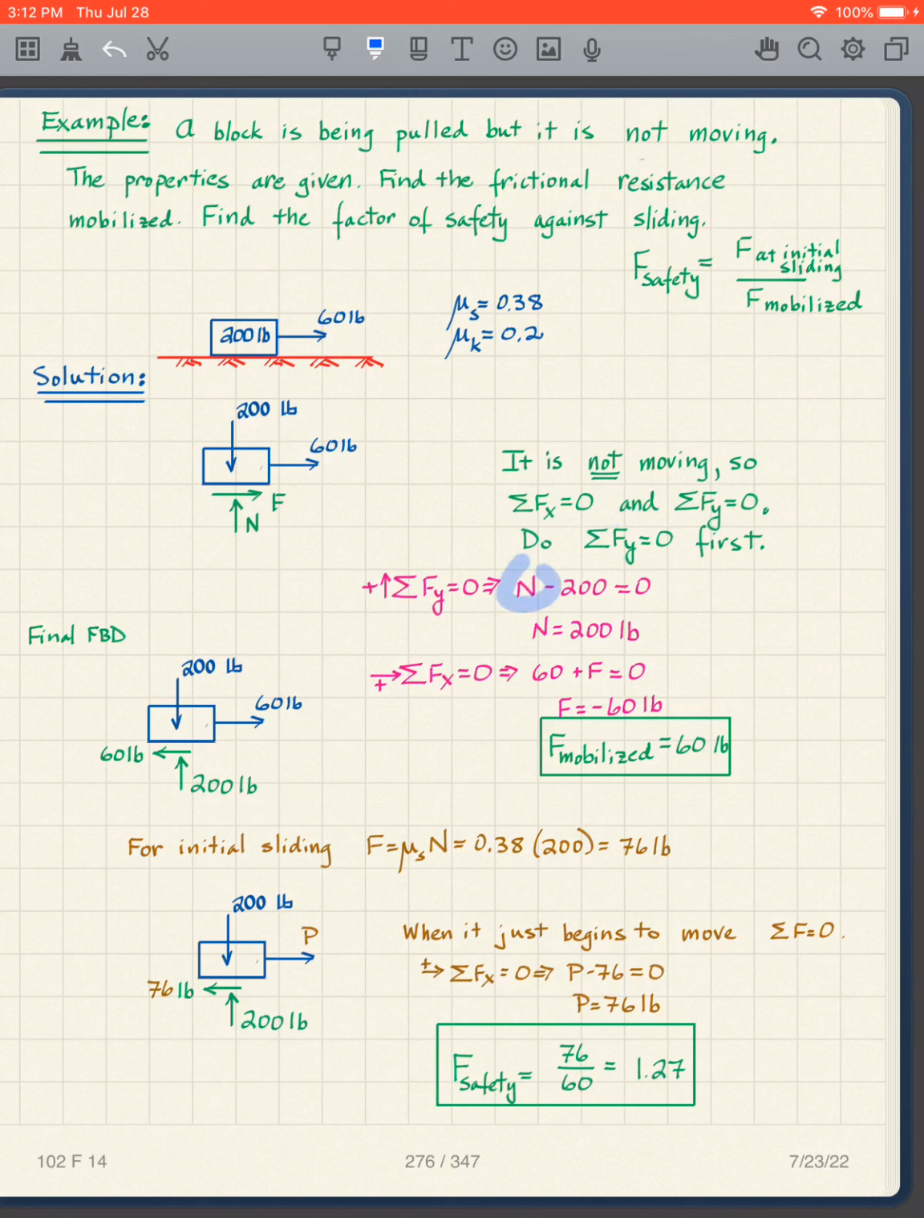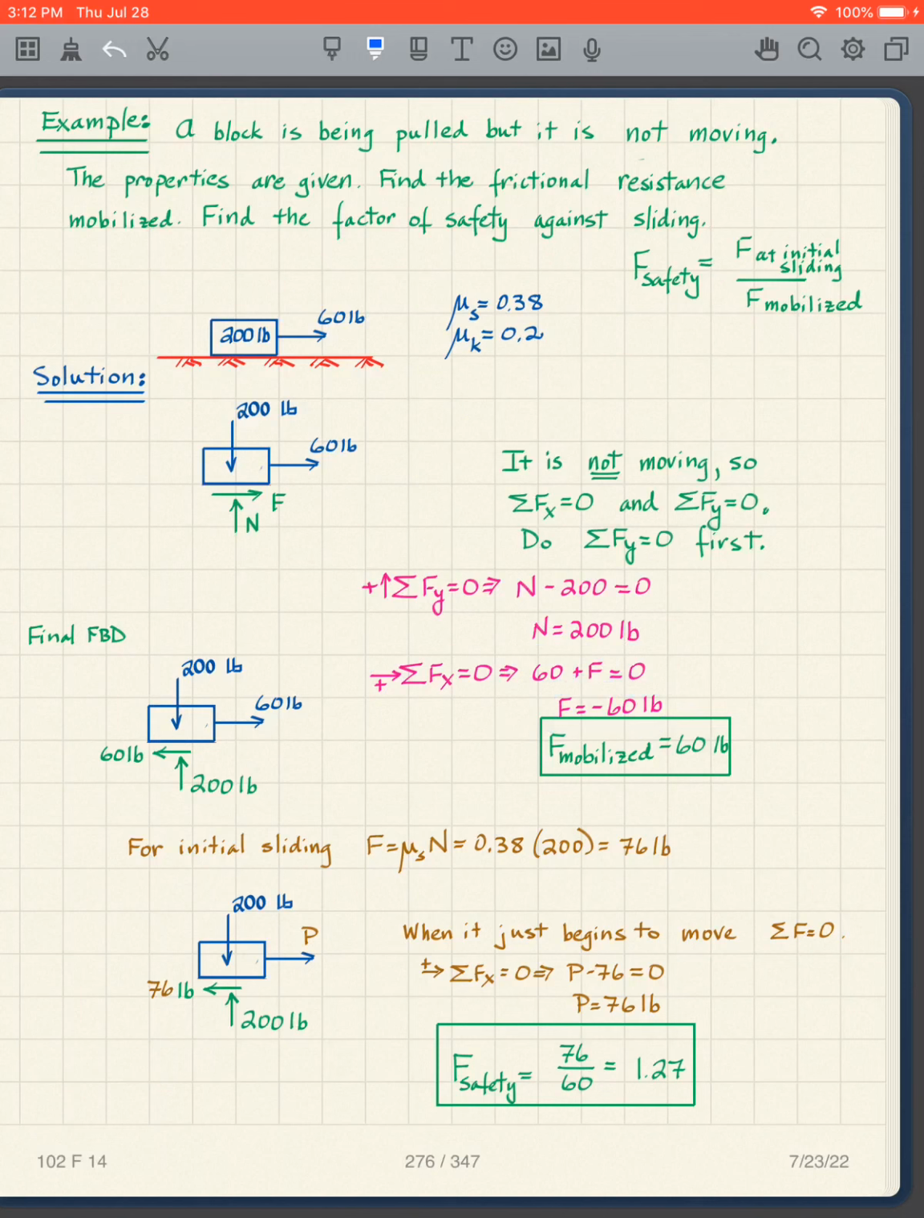So what do we have? We got the N. So I look at this the way we always do. N minus 200 equals 0. So we can solve for N. N is 200. And then we take the sum of the forces in the x direction equals 0. As I said, this is reasonably straightforward. But I look at my picture, that's 60 positive, and that's also F positive, because they're both going in the positive x direction. So I have 60 plus F equals 0, which means what? That F is equal to negative 60 pounds.